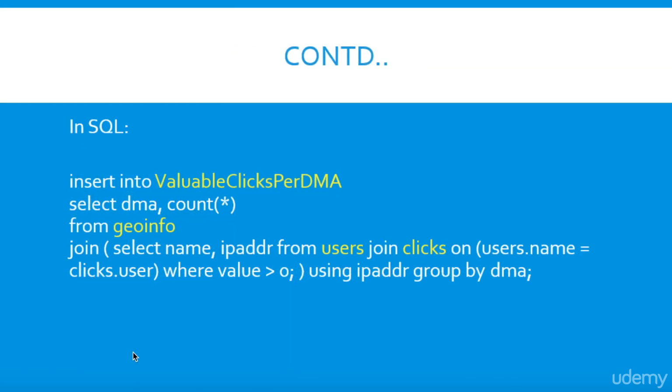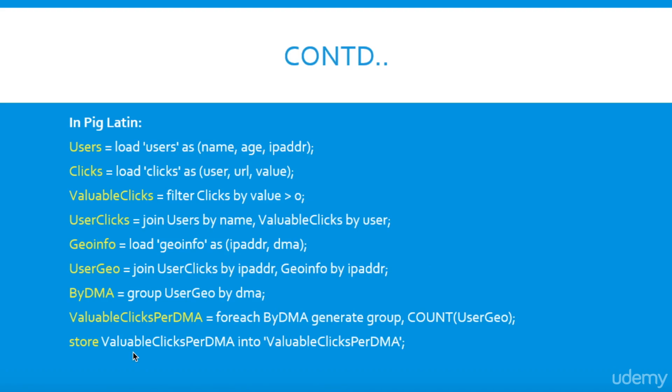In SQL, this could be written as shown here. In the inner query, we are joining the sources, users and clicks, and then in the outer query, we are joining them with GeoInfo and finally storing the results into valuable clicks per DMA. And the same thing can be written in Pig as shown here. Look at the relations here.